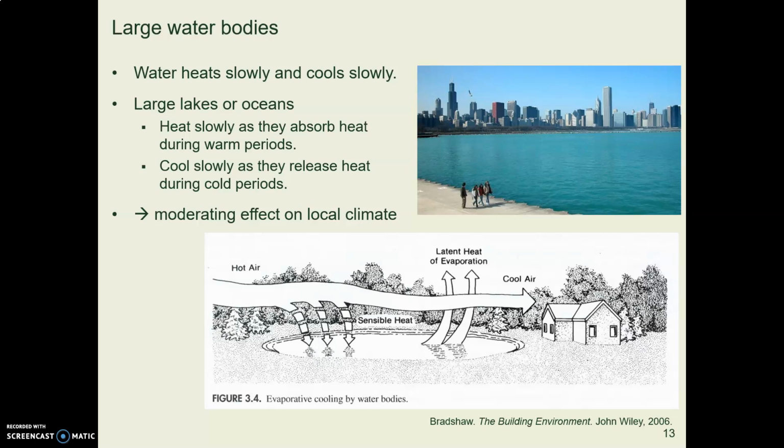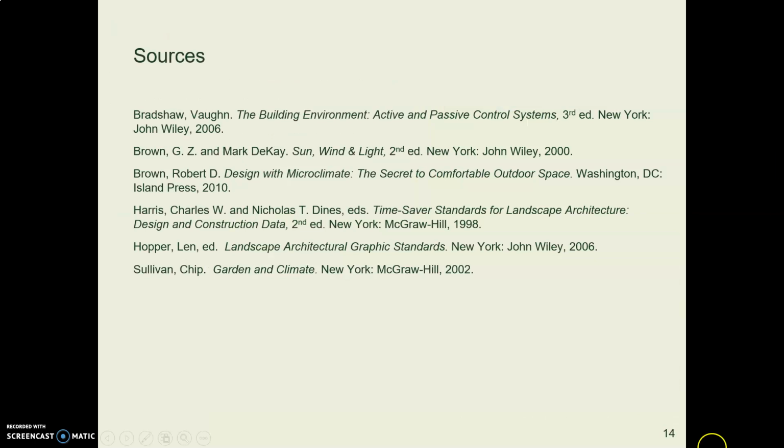And what that means is that if you're next to a big body of water, whatever your climate would have been is more moderate because of this giant thermal mass you're next to. And here are some resources for you to read about microclimate.